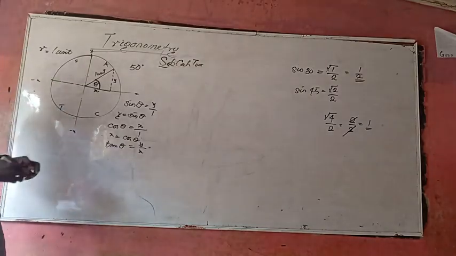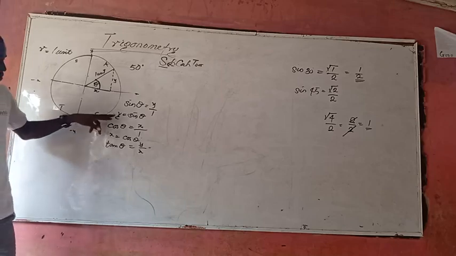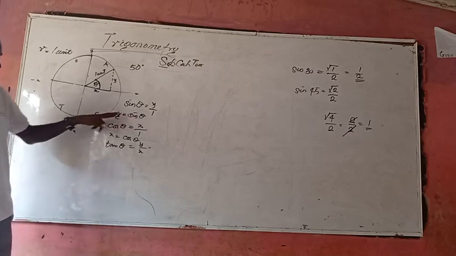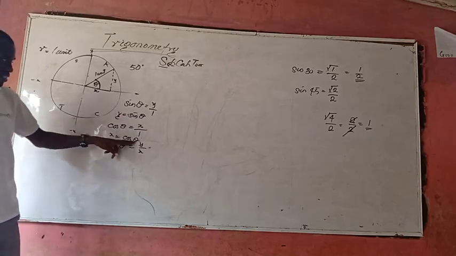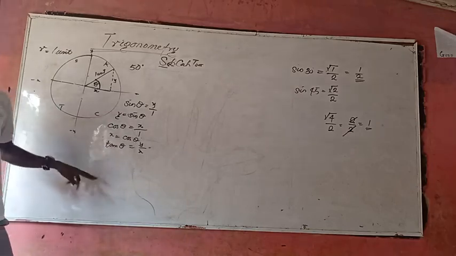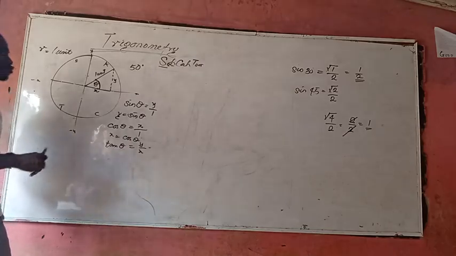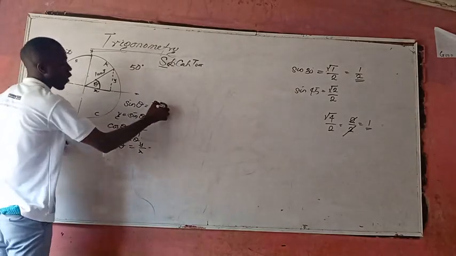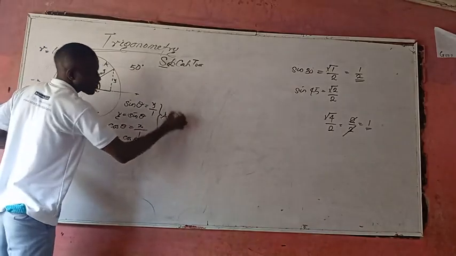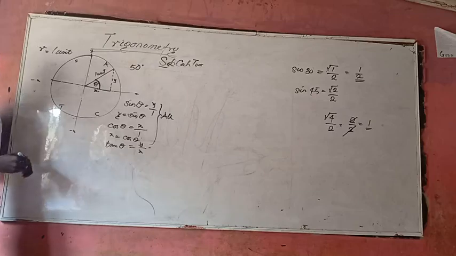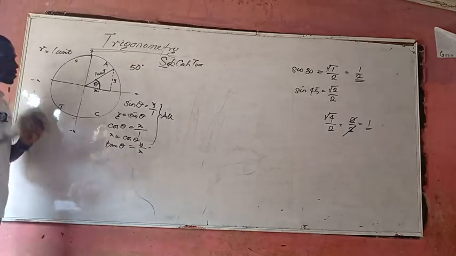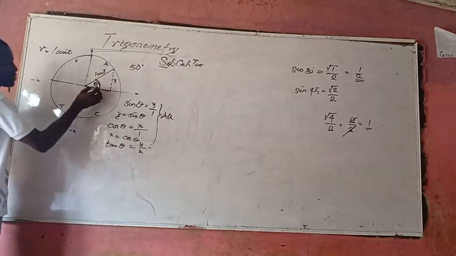But do you notice something? The value of sine theta here is positive y. The value of cos theta here is positive x. The value of tan theta is positive y over x. So in the first quadrant, all are positive. Is it clear? Let's go to the second quadrant.